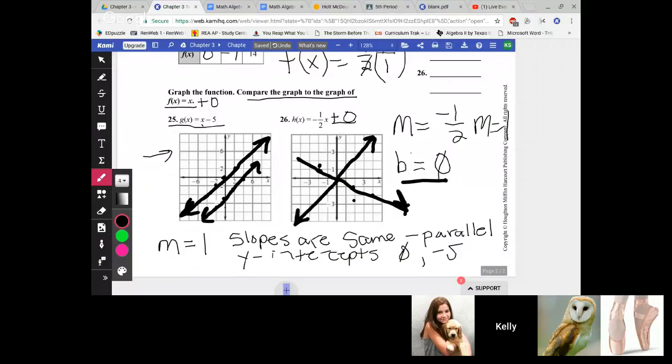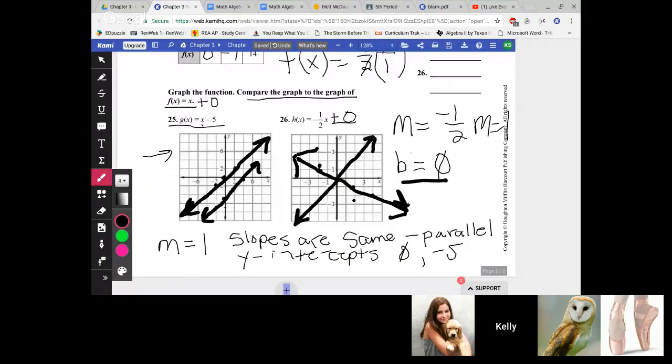So you can see that they're not parallel, that they actually intersect at the origin. So I've compared them graphically by drawing each of their graphs. And then I've written something about them because the slopes are different, but the y-intercepts were the same. Okay.